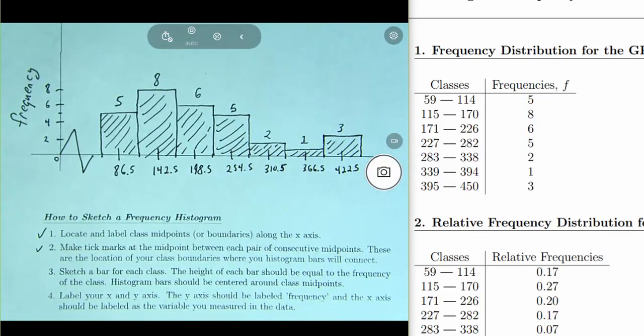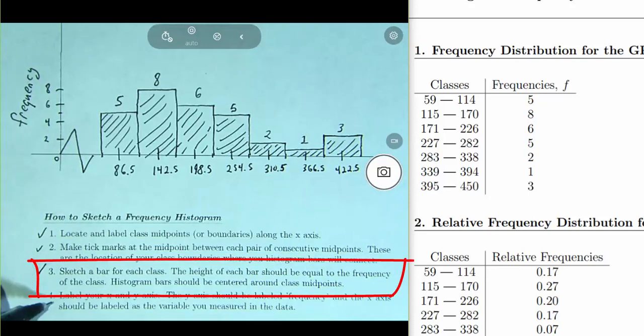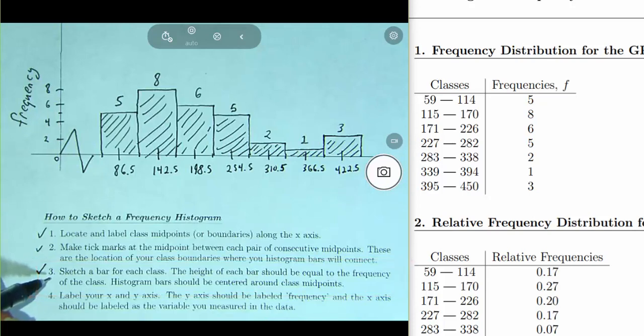So you can see I went in there and did step 3. Step 3, I sketched a bar for each class. The height of each bar needs to equal the frequency of that class. And again, histogram bars are centered around class midpoints, and histogram bars connect at or touch each other at the boundaries. So now we'll go ahead and finish here by doing step 4.